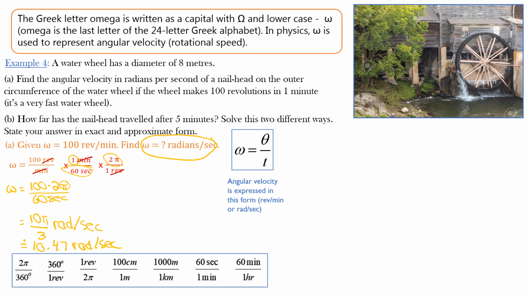Part B is harder. How far has a nail head traveled in 5 minutes? How far has it traveled? Okay, so we're not talking about it having fallen off. The water wheel hasn't fallen off the axle and rolled down the street. It's how far has it gone around. All it's done is go around and around and around, but the total distance traveled, so it's going around how many times. That's what we're going to try to figure out. How far has it traveled in 5 minutes?